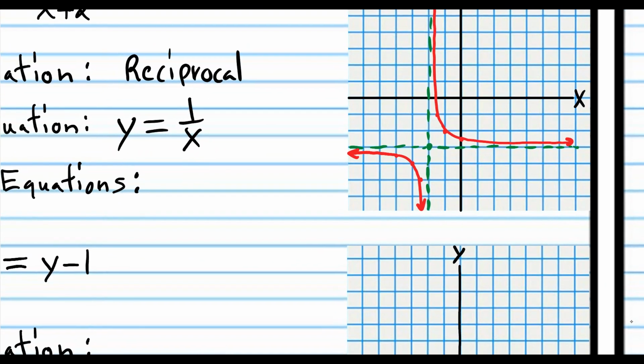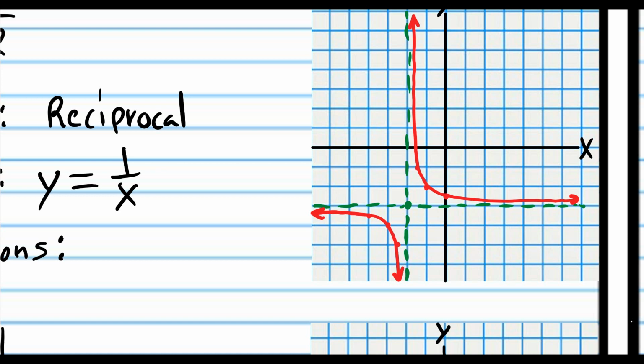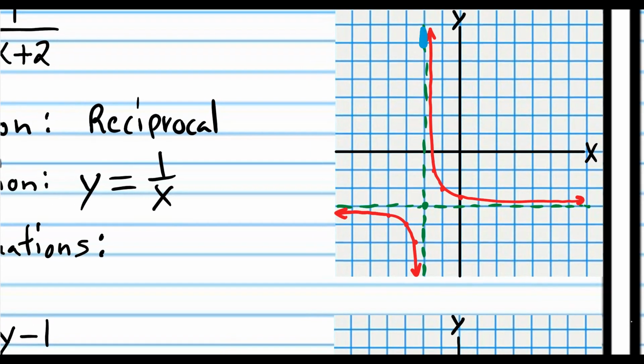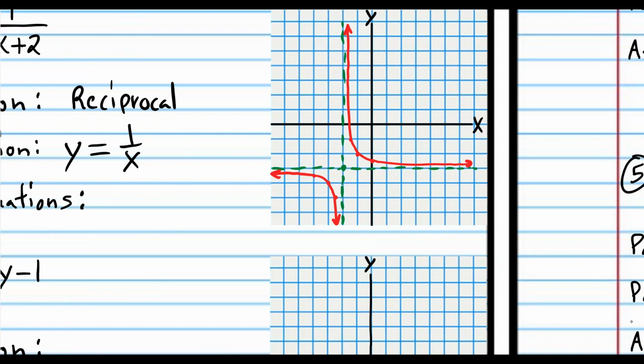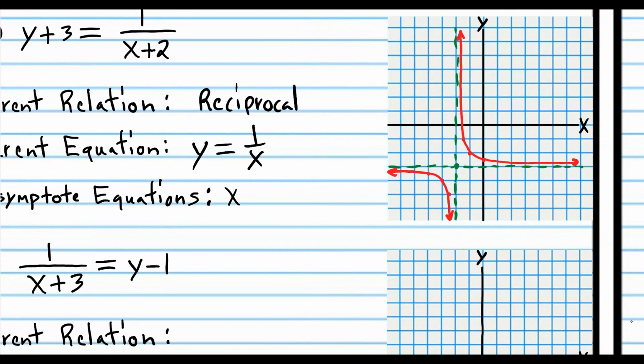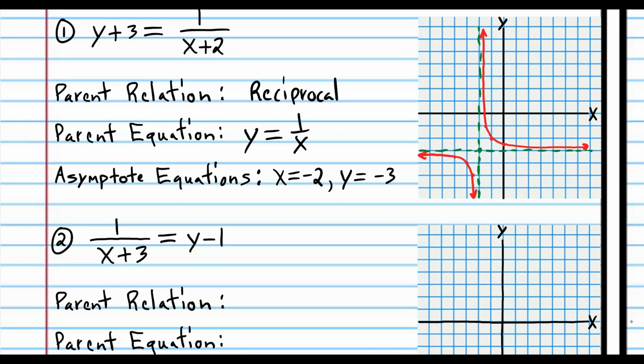Be aware of that. Now it says here we need to write the asymptote equations. Notice that all of the x values of the points on this vertical asymptote are -2. So the equation of that line is going to be x is equal to -2. And all the y values of the points on this horizontal line are -3. So we write that equation as y is equal to -3. And so that's problem number 1.